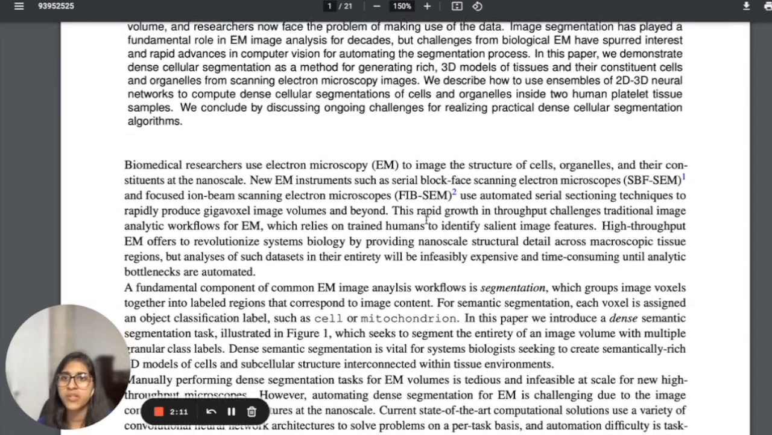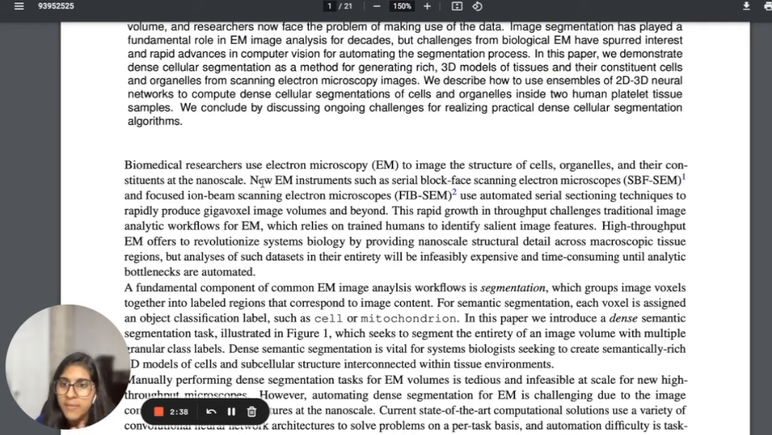So as we mentioned, biological researchers are using this electron microscopy to image the structure of cells, organelles, and their constituents at a nanoscale. And we're getting a rapid advancement in technologies that are using electron microscopy to visualize these sort of images. And these images have a gigavoxel image volume, which means that they're very high resolution.